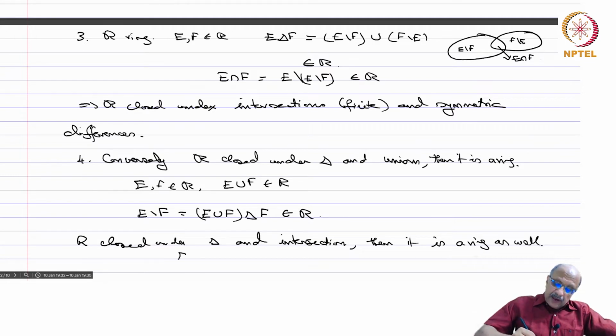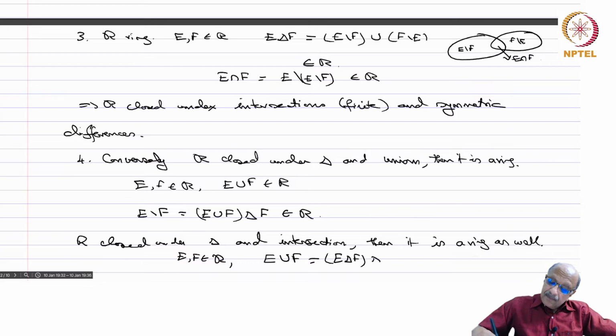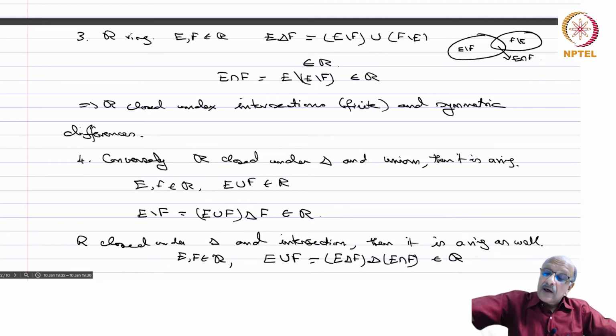Because if E and F belong to R, then E delta F is nothing but E union F delta E intersection F. So it is closed under intersection, so this belongs to R. It is closed under symmetric differences, so this belongs to R. And then you have two elements of R, and the symmetric difference is also in R.